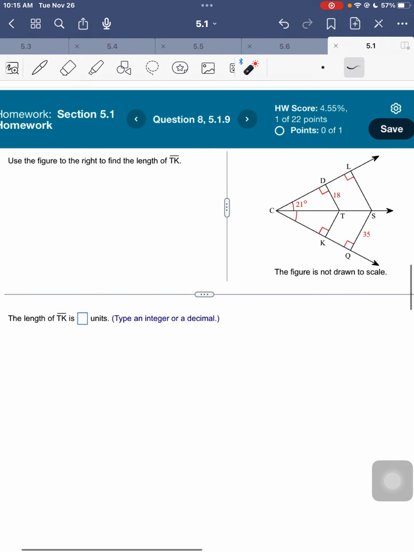So here we go. What do we notice? Two arcs. An arc here and an arc here. So what do we know about this? This ray right here, not only is it ray CS, it's also an angle bisector, right? So now I know that if DT is 18, what does TK have to be? 18. So that's your answer right here. And if it would have asked us for LS, we would have had to say that it's 35. Okay?